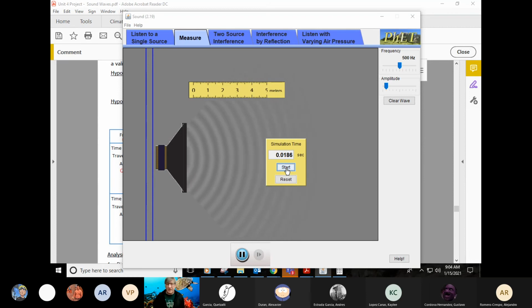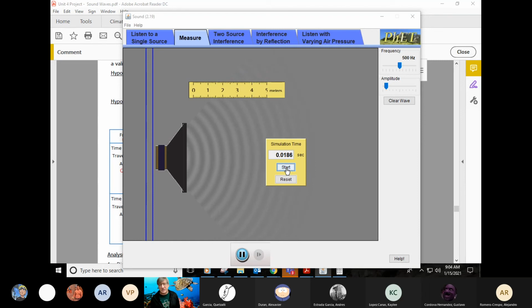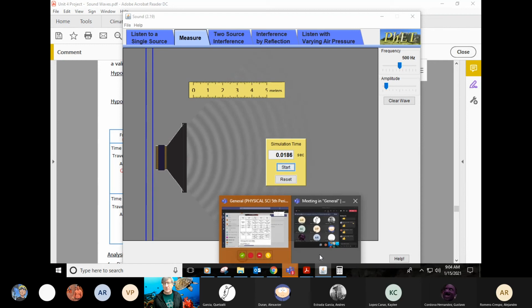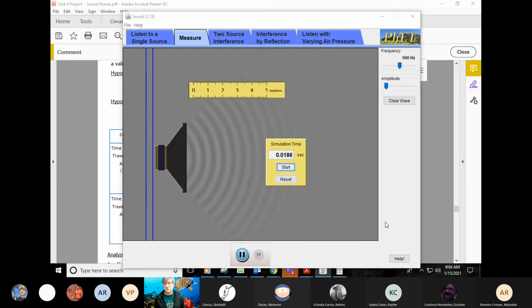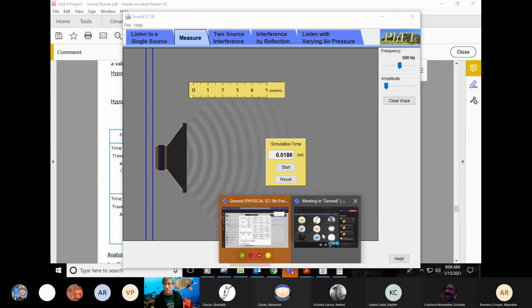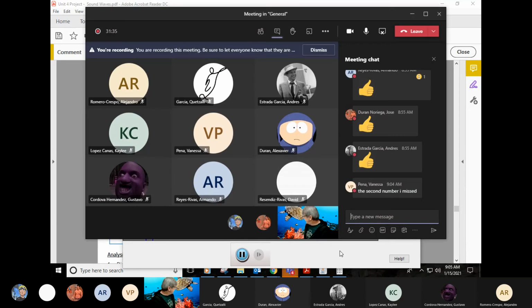So record those on your data table and please find the average for yourself and give me a thumbs up when you're ready to move on. Let me know if you missed some of those numbers and I can give them to you. Vanessa, it was 0.0186. So the second and third numbers were the same.